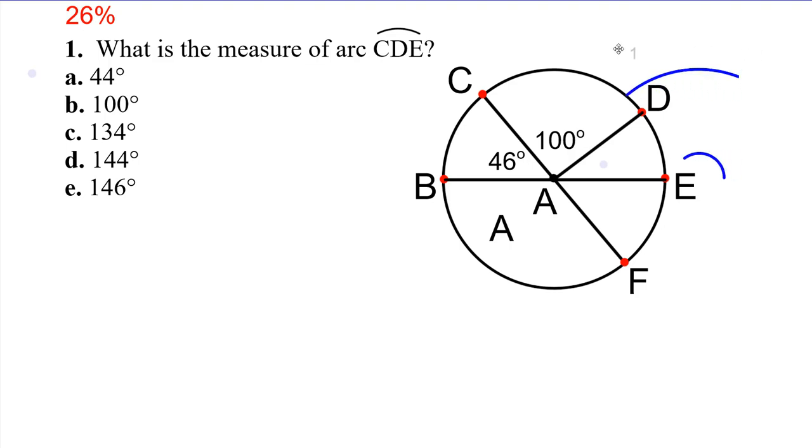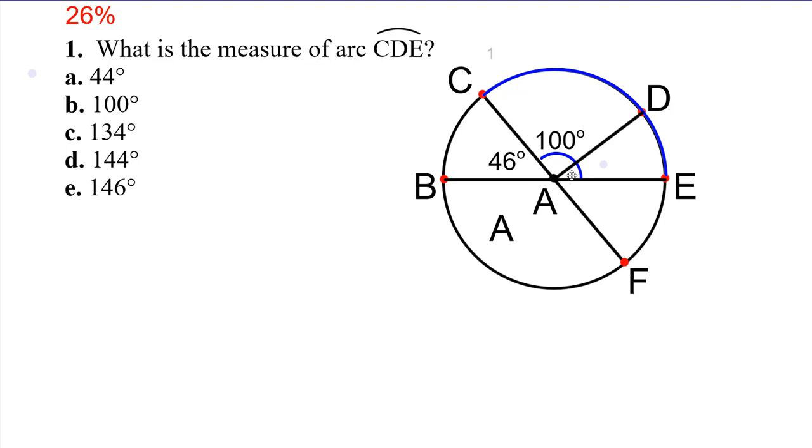So that's going to be this arc right here, C, D, E, the blue one. And the question we have is, what's the measurement of that arc? Well, if you remember, we measure the arcs by their central angle. So we need to find the central angle, which is going to be this part here. Well, they gave us 46 and 100, and so the next thing we need to do is find the missing part here. Well, to do that, we need to notice that BAE, kind of funny, is a semicircle, right? Because it goes through the center.